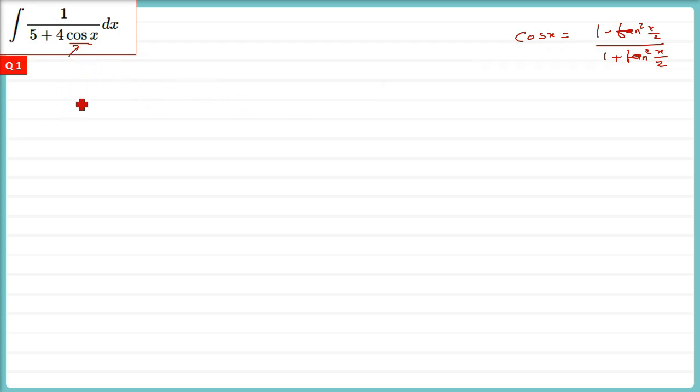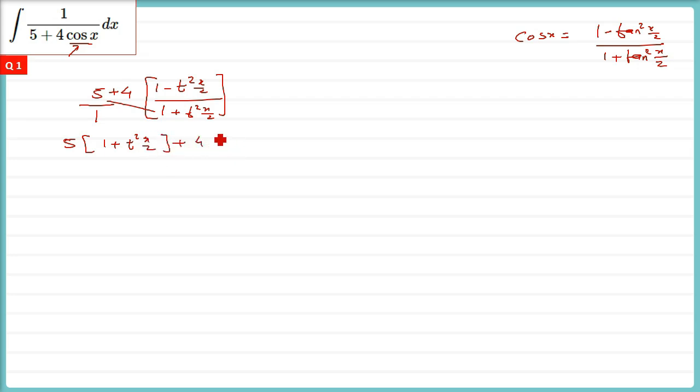So I'm just showing you the denominator right now. It's 5 plus 4 times 1 minus tan square x by 2 over 1 plus tan square x by 2. I'm writing it in short so that you understand what exactly this replacement is going to be. So 5 into 1 plus tan square x by 2, I am just taking the LCM, 4 into 1 minus tan square x by 2, and in the denominator we have 1 plus tan square x by 2. This is only the denominator which I am talking about right now. So let's resolve this one.